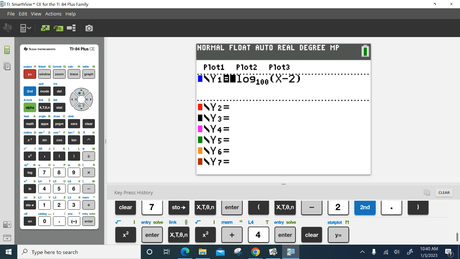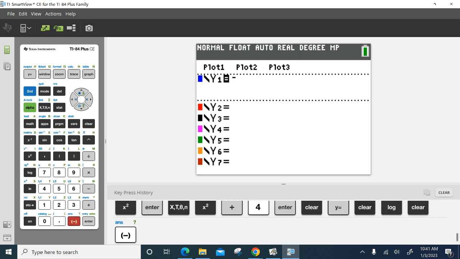Which is, where do I get that? Because I've got to put 100 at the bottom of the log, the subscript. And if I use this log here, I'm not able to do that. All right, so first thing, make sure you're using the negative sign, not your subtraction sign. Your calculator will give you an error.